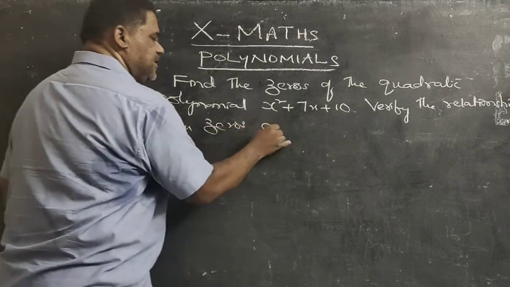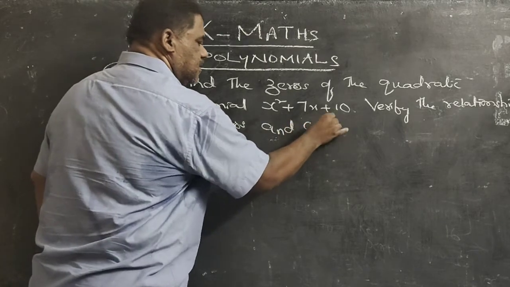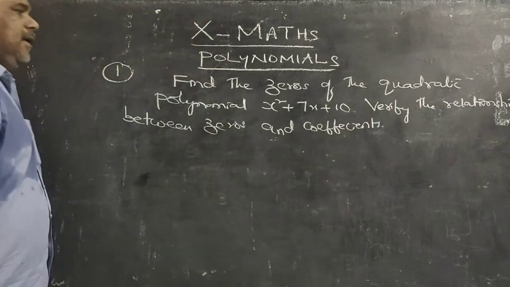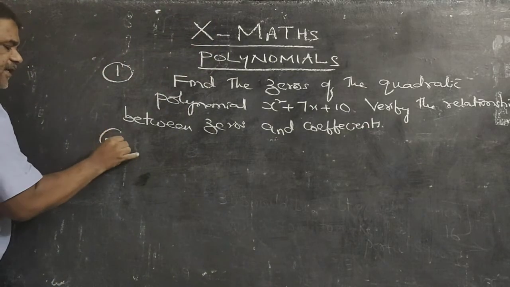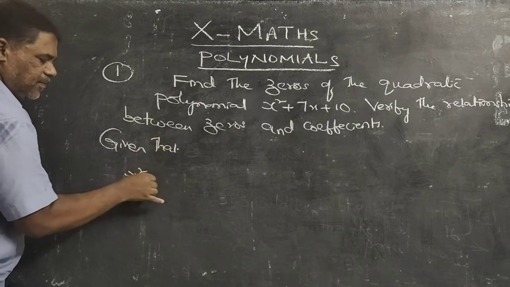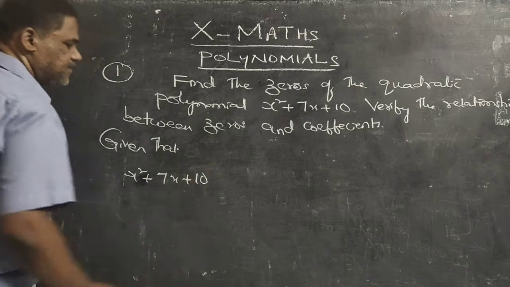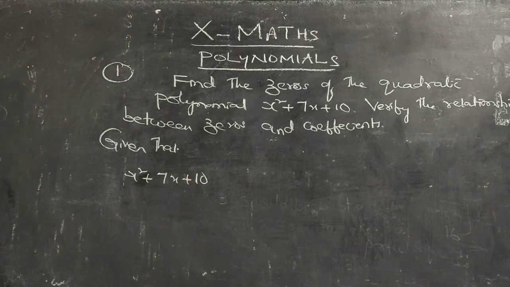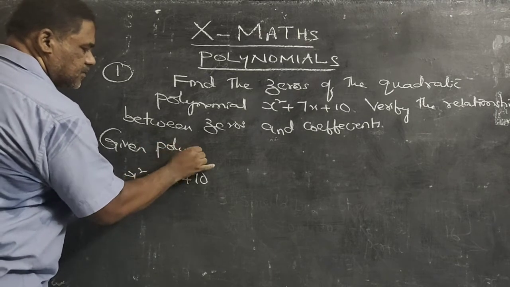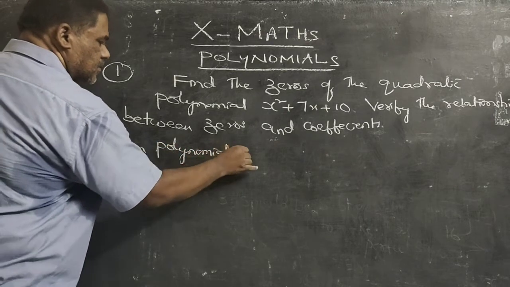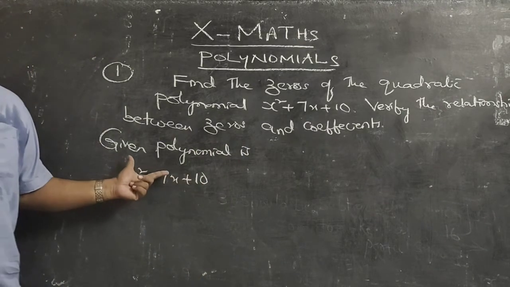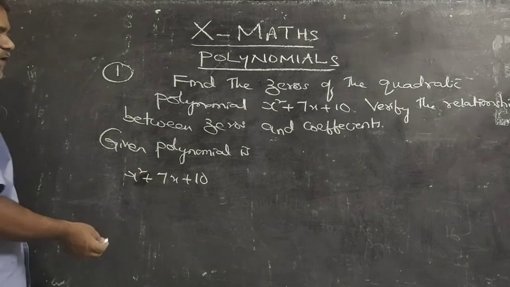Zeros and coefficients. Here one polynomial is given, that is x square plus 7x plus 10. This is the given polynomial. Now we should find out the value of x, that is 0 of the polynomial we have to find. Let us do factorization method.